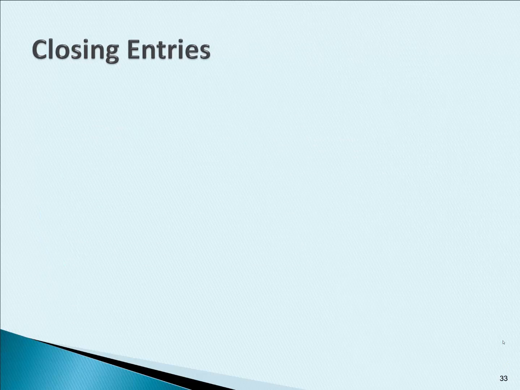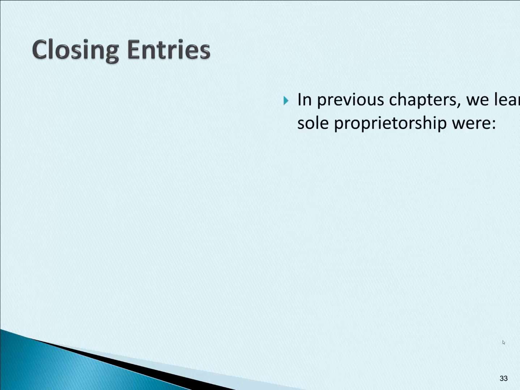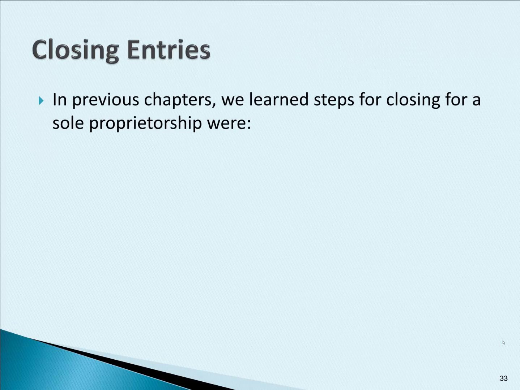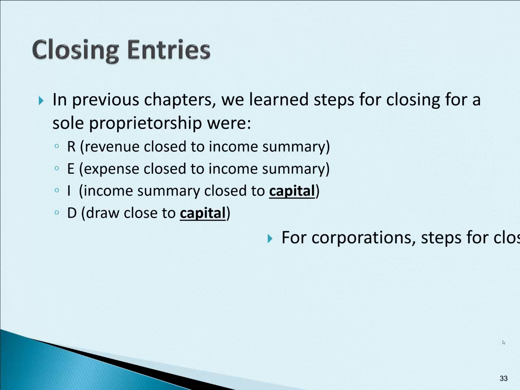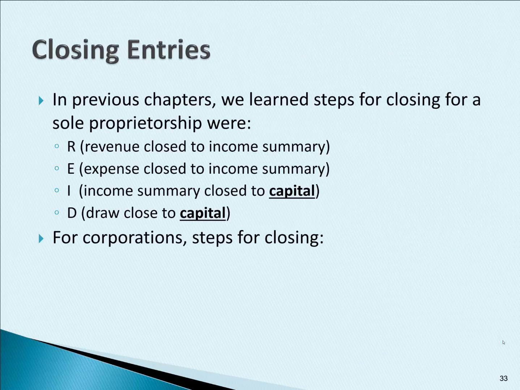Now let's talk about the closing entries of a corporation. Before we do that, let's review the closing entries for a sole proprietorship. Remember the steps were R, E, I, D. R stands for revenue, close that to income summary. E, you close expenses to income summary. Now income summary at this point will hold either net income or net loss. And then you're going to close that income summary to capital. And then the D stands for draws. You're going to close the drawings to capital. And of course, drawings will make capital go down.